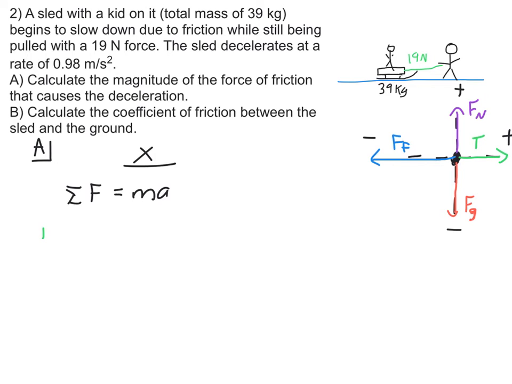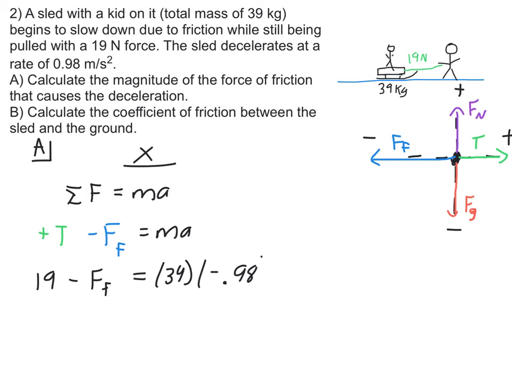Looks like I got a positive tension, so I'll do a plus T over here, and a negative force of friction. So negative FF equals MA here. Let's go ahead now and substitute in what numbers we know. Now, I purposefully haven't written the acceleration yet. I'm just going back through. We know the tension is 19 and tension's going positive. Force of friction is what we're looking for. We don't know it yet, so I left it force of friction there. It's going back negative. Mass, total mass, it told us, was 39 kilograms up here. And then it told us the sled decelerates at 0.98 meters per second squared. And you might be tempted to write just 0.98 here, but we can't. We have to write negative 0.98.